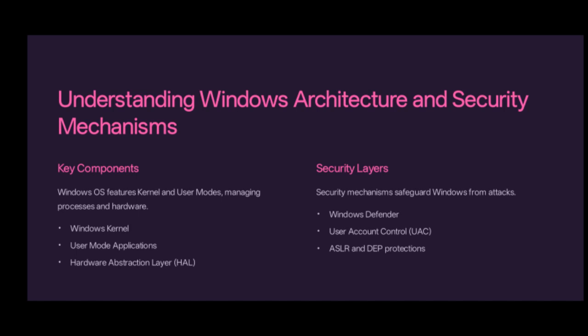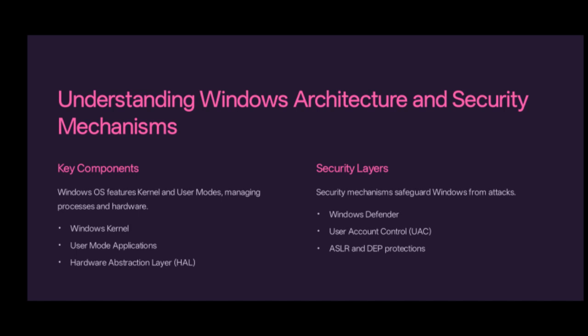Win32 Subsystem, the main interface for GUI and console applications. POSIX Subsystem, deprecated, supported Unix applications. Windows Subsystem for Linux, WSL, allows native execution of Linux binaries. Part 2: Windows Security Architecture.